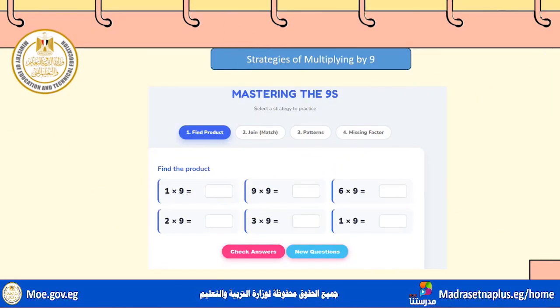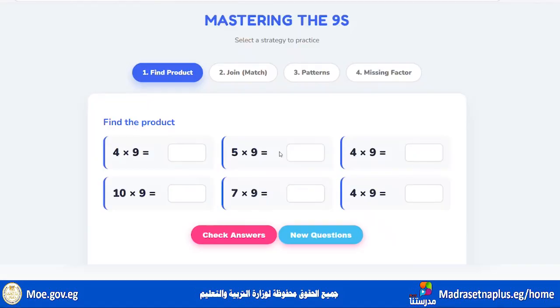Now let's do an exercise about table 9. Let's do a quiz about table 9. First one, find the product. 4 times 9 equals, yes, try to help me, 36. 5 times 9, you can use your fingers. Bend finger number 5, it will be 45. Yes. Bend finger number 4, it will be 36. 10 times 9 equals 90. Yes. 7 times 9. Finger number 7 is bent. That means 63.